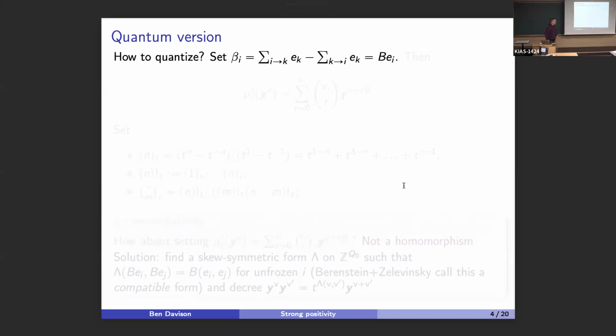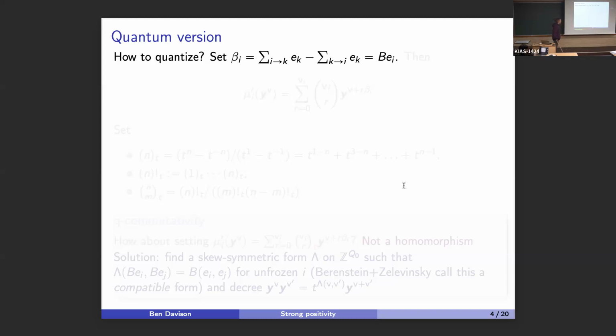Okay, so the title of my talk makes some promise that there's going to be some quantum version of the above coming down the track. So how to quantize cluster algebras, and again, how to do it in a single slide is really the challenge.